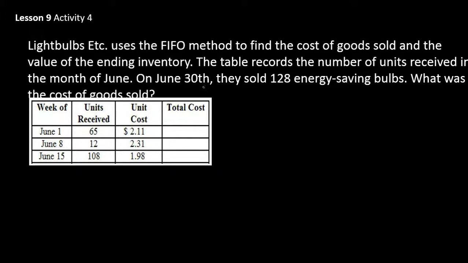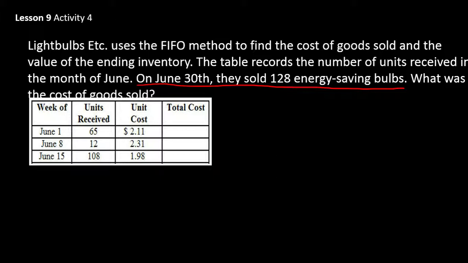Now, another thing to note is this sentence can be a little confusing. On June 30th, they sold 128 energy-saving light bulbs. They're not necessarily saying someone walked in on June 30th and purchased 128 energy-saving light bulbs, okay? They're just saying that by June 30th, that many had been purchased. So don't let that trip you up.